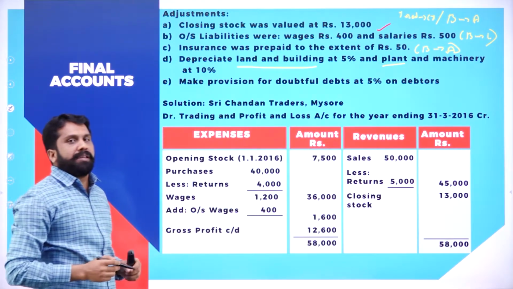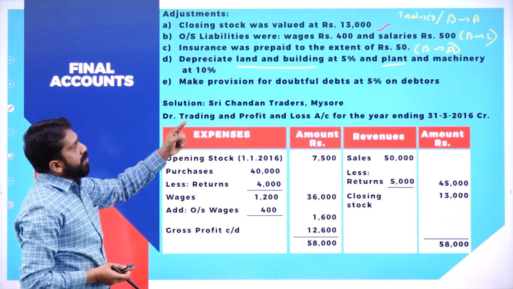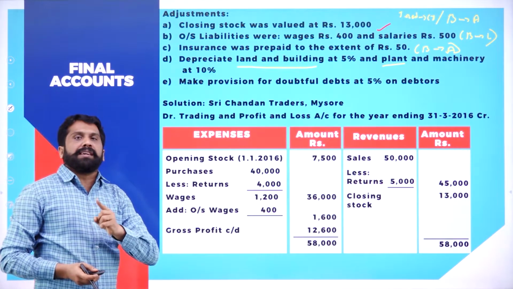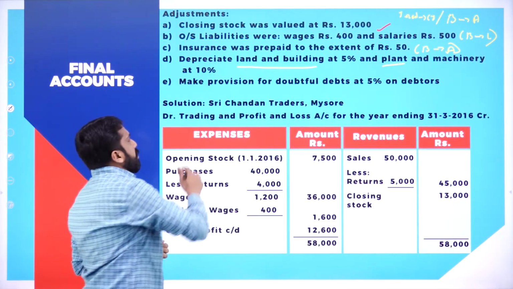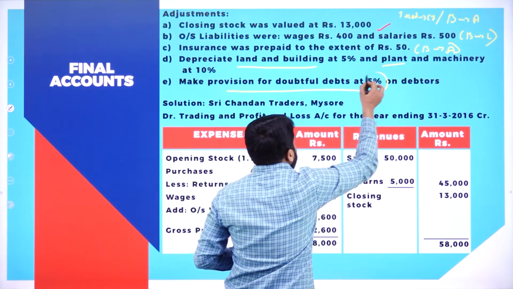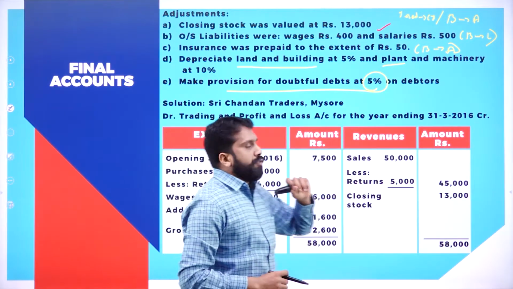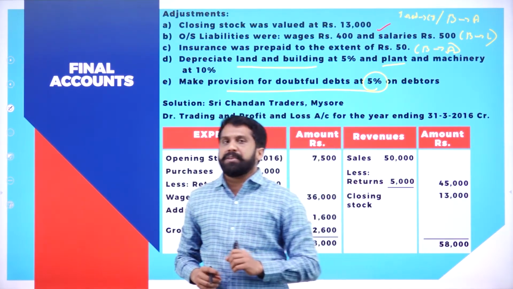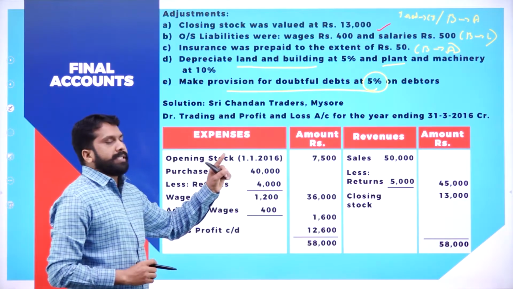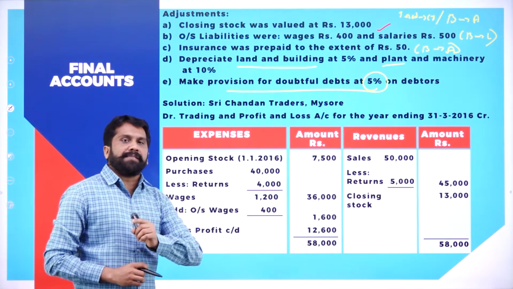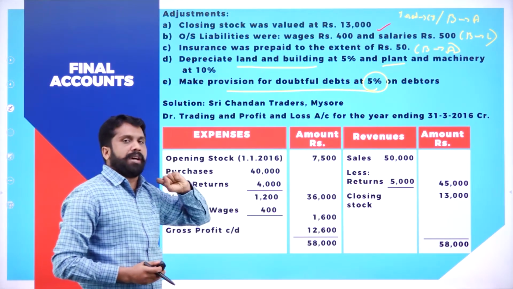While doing your P&L, just go back to your land value, calculate. Go back to your machinery value, calculate depreciation. Now, once that is done, provision for doubtful debts is 5%. Make provision for doubtful debts, it is 5% on debtors. Now, you know the value of debtors, on that you have to calculate 5%. Clear? These are the adjustments you have.